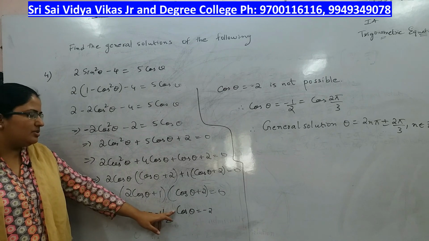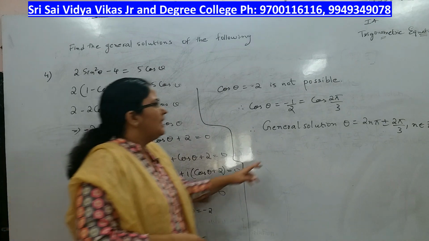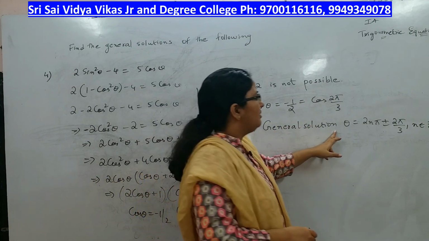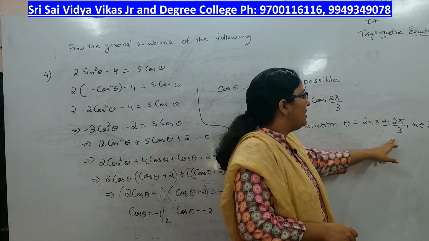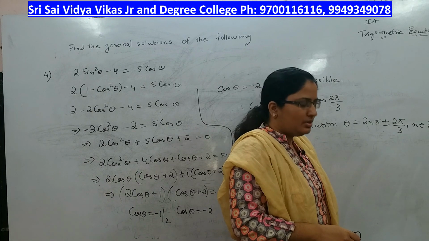Cos theta equal to minus 2 is not admissible, so cos theta is equal to minus 1 by 2, that is cos 2 pi by 3. The general solution is theta is equal to 2n pi plus or minus 2 pi by 3. This is the general solution.